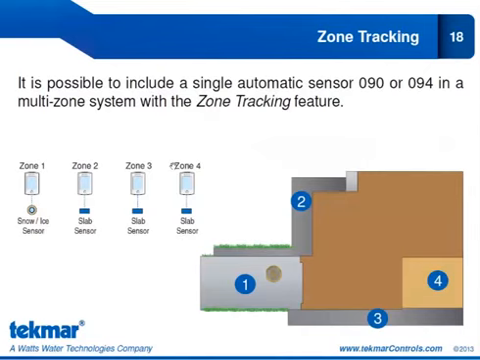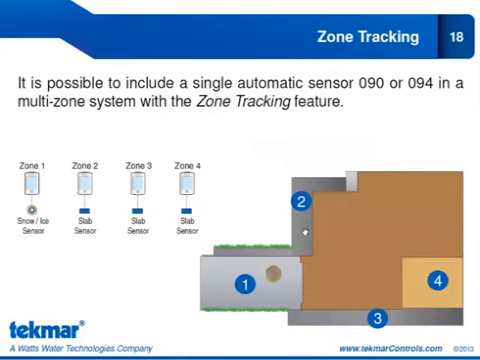Zones 2, 3, and 4 can track zone 1. So we will track the amount of time it takes for this melt cycle. So how many hours from when the sensor detected moisture to when it was dry. Each of those zones will have that same melt cycle.